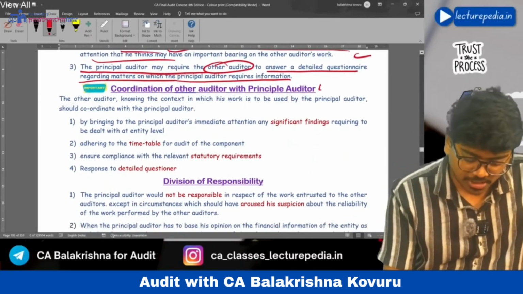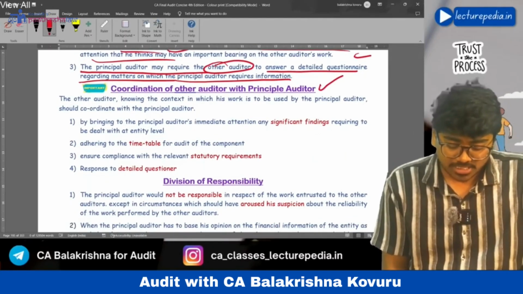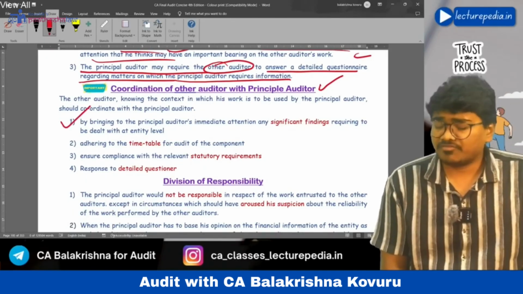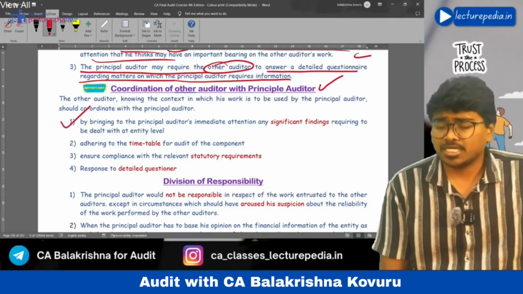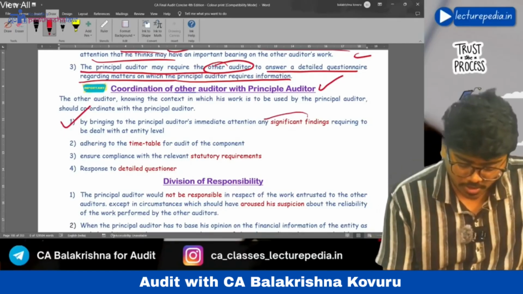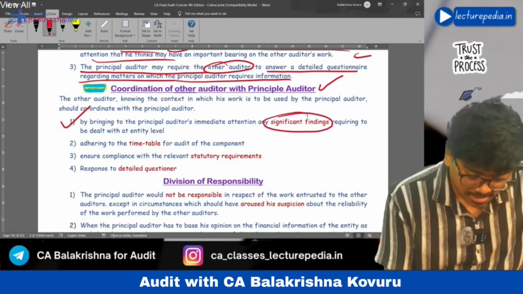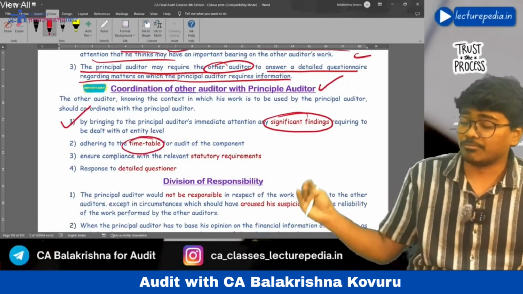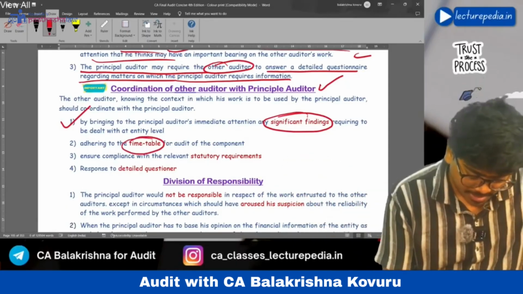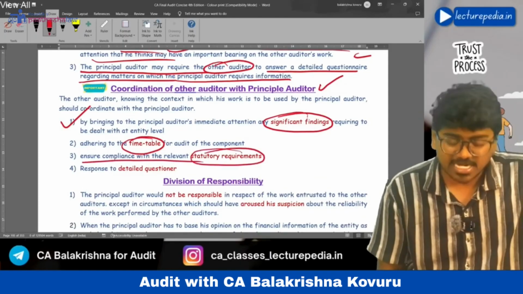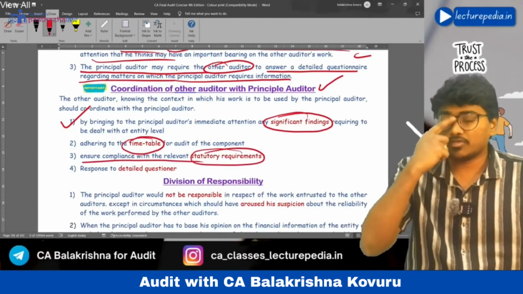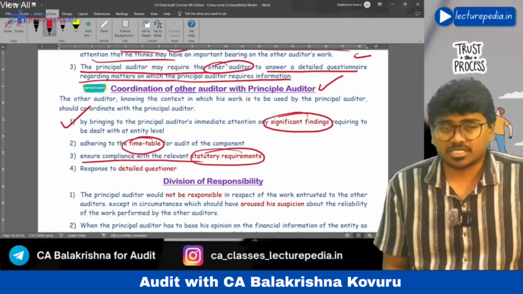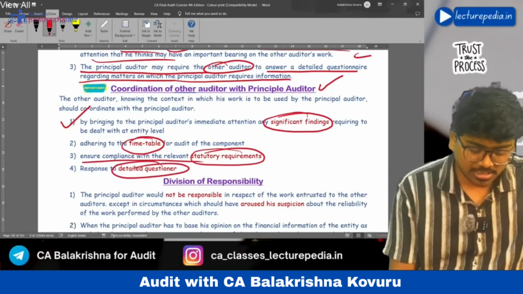Next, coordination of work of the other auditor and the principal auditor. Now, the other auditor, if he finds any significant findings, needs to communicate them to the principal auditor. Communicate the significant findings. Next, the other auditor should follow the timetable, that is, within the given time limit he should complete the audit of the component. Next, ensure compliance with relevant statutory requirements. The other auditor should comply with all the statutory requirements, and if the principal auditor has sent any questionnaire, the other auditor should answer that questionnaire.